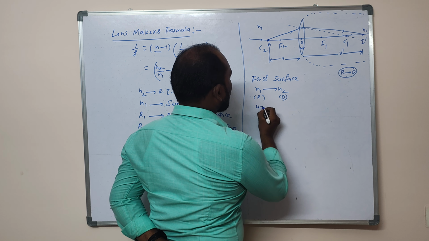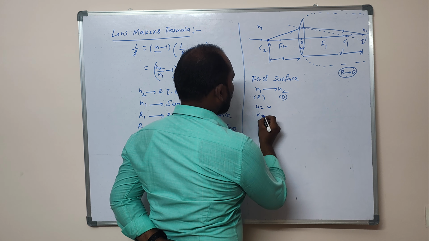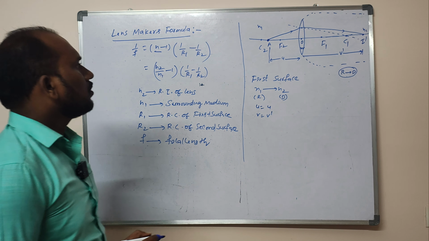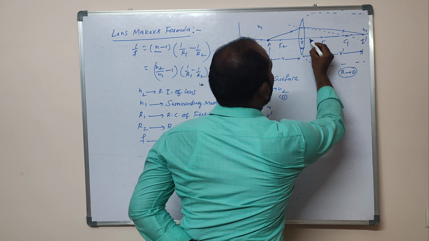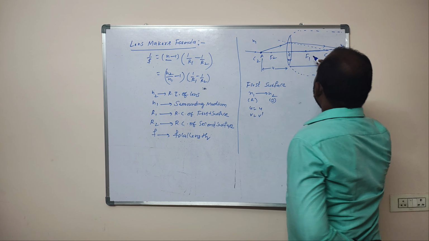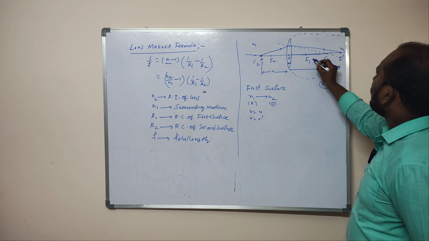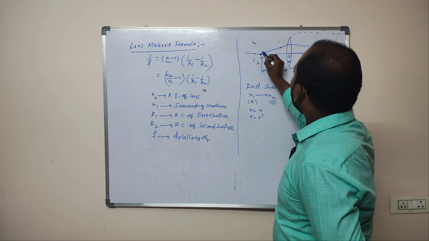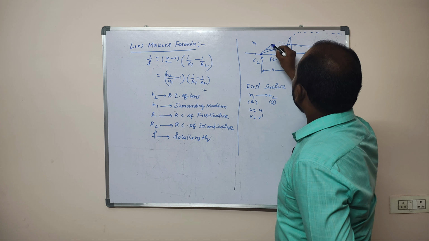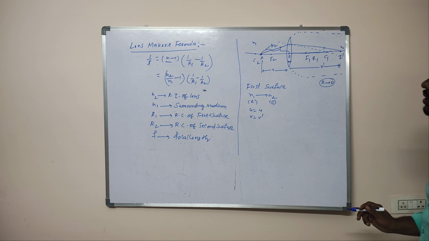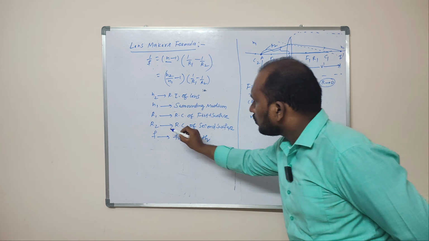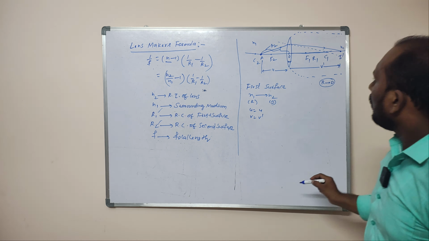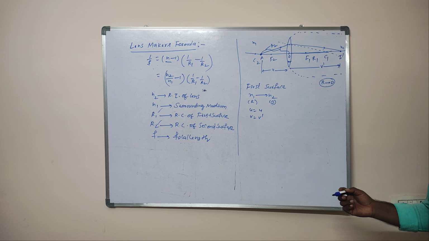What is the object distance? u. What is the image distance? v dash. So u is equal to u, v is equal to v dash. What is the radius from point O to C1? R1. From point O to C2, what is the value? R2. The radius of curvature of the second surface is R2, and the radius of the first surface is R1.